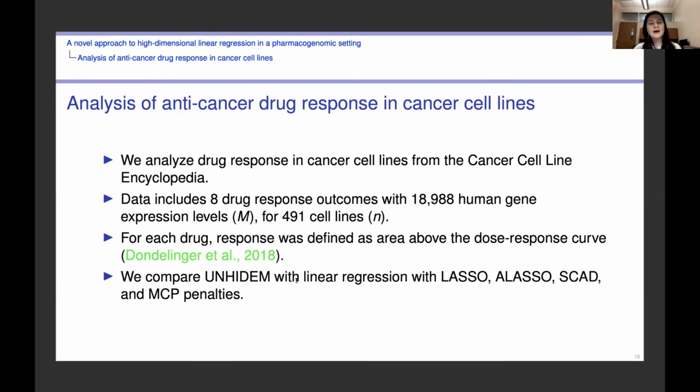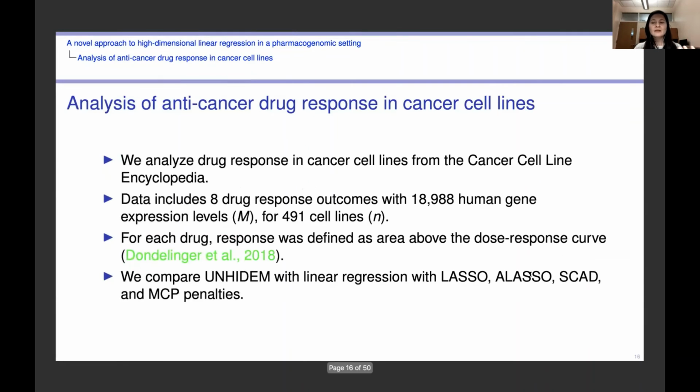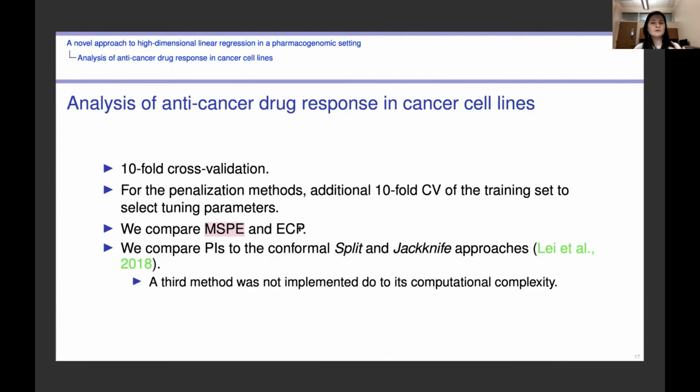We're comparing HiThumb for linear regression with the traditional variable selection methods. Everywhere we've used tenfold cross-validation. If we needed to tune parameters additionally, we did another tenfold cross-validation. For predictive accuracy, we're comparing mean squared predictive error, and for prediction intervals, we are comparing coverage probabilities. For the MSEs, we're comparing to lasso and the other variable selection methods. For the prediction intervals, we're comparing to conformal inference.